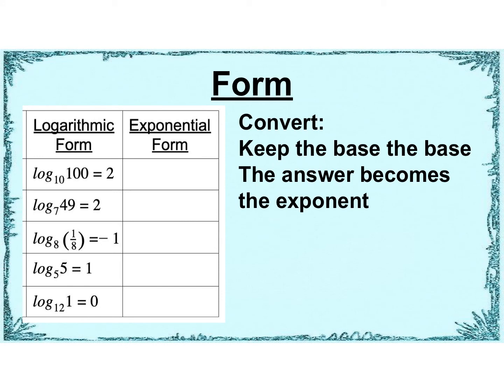Well, let's see if we can go the other way. So if I'm given the log form, can I get to the exponent form? Keep the base, and then we go in sort of the same motion. The answer becomes the exponent. So this is 10 squared equals 100. 7 squared equals 49. Pause and try the others.